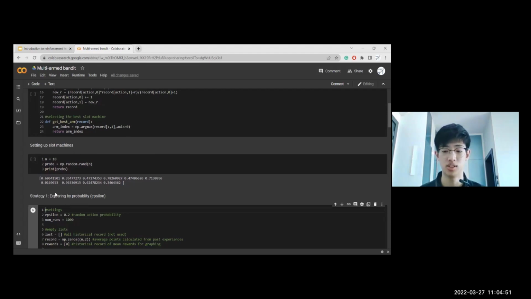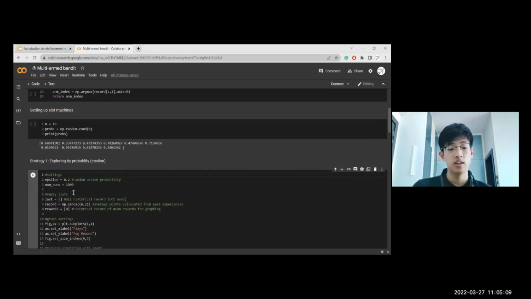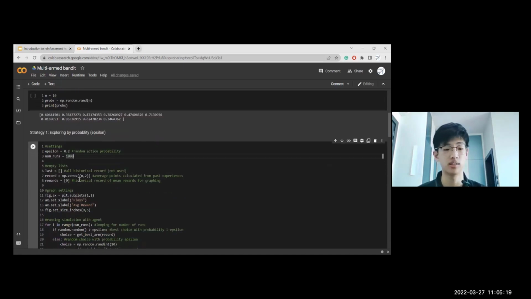This is one of the most common and basic strategies used. This is called epsilon greedy. By the chance of epsilon, it's going to do something completely random, disregarding every experience you've had. Otherwise, it's going to do something that it thinks is the best. Be greedy with it. So in this case, I set the epsilon to 0.2, meaning a 20% chance of doing something random. And I set the limit to 1,000 plays.